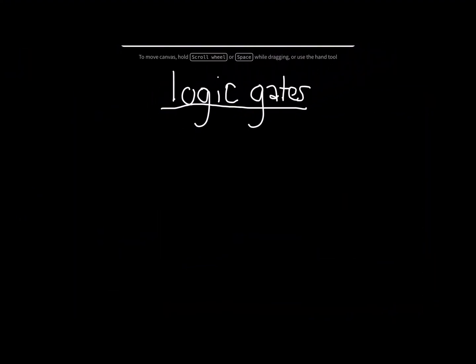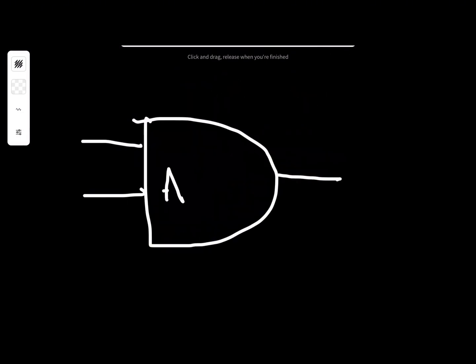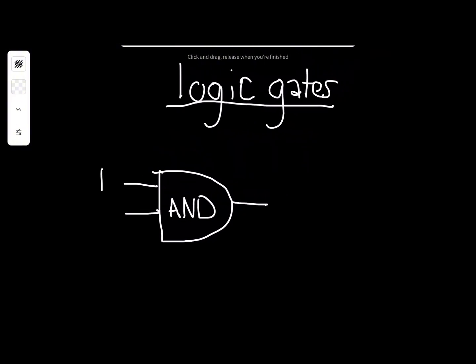Now, we've learned a lot in this lecture, but let's do a few practice problems. So this is an AND gate. You don't have to know these symbols like the back of your hand yet, but I encourage you to get an idea as to how they look. With the AND gate, let's say we put a 1 and 0. What is it going to produce?